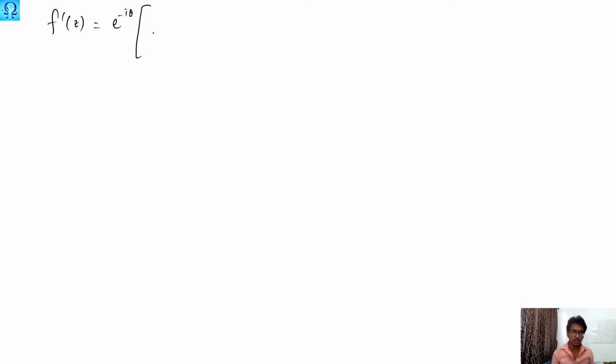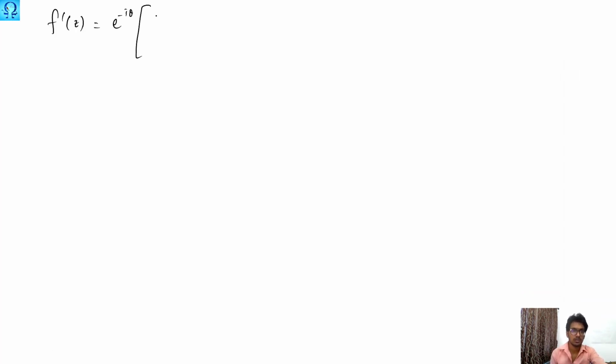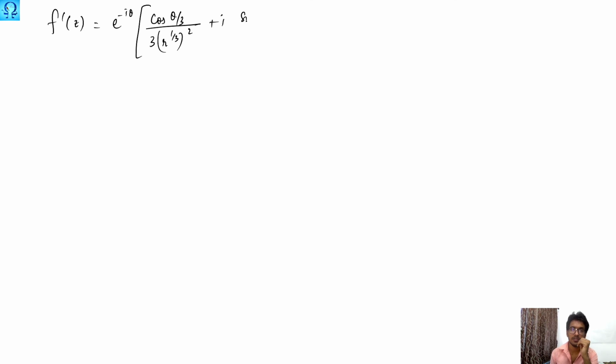So my u_r term is what? R to the power 1 upon 3. Sorry, u_r I'll have to write, right? So my u_r is cosine theta upon 3 divided by 3 r to the power 1 upon 3 whole square plus iota times of, then we'll have to write the v_r. So v_r is, instead of cosine we are going to have sine, that's it. So iota times of sine theta upon 3 divided by 3 multiplied with r to the power 1 upon 3 whole square.